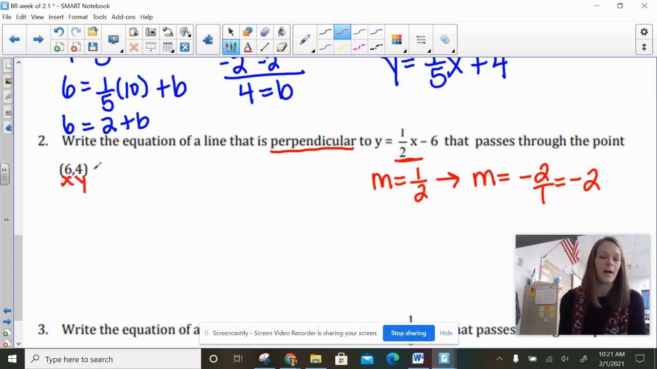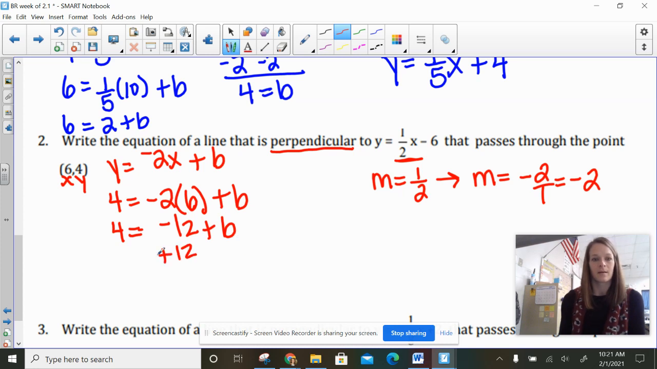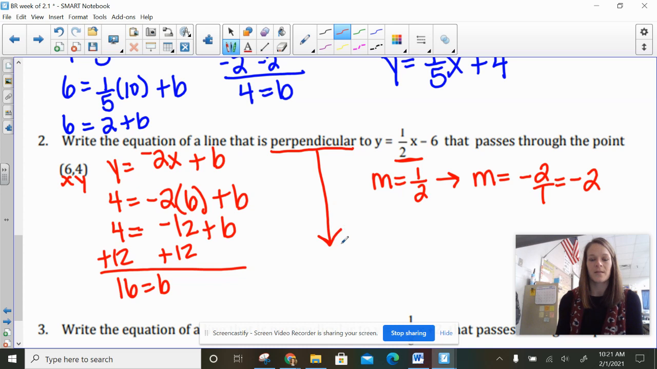So this is still x and y. So y equals -2x plus b. My y value is 4. Keep the negative 2. My x is 6 plus b. So 4 equals negative 12 plus b. Add 12 to both sides. 16 is your b. Okay, so my perpendicular equation is negative 2x plus 16.